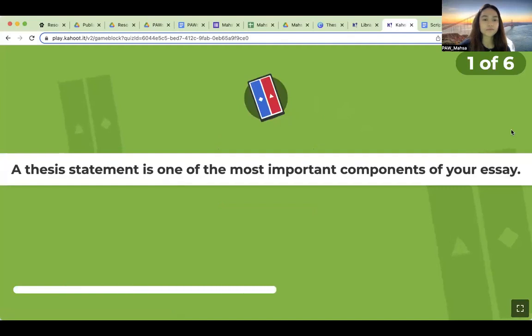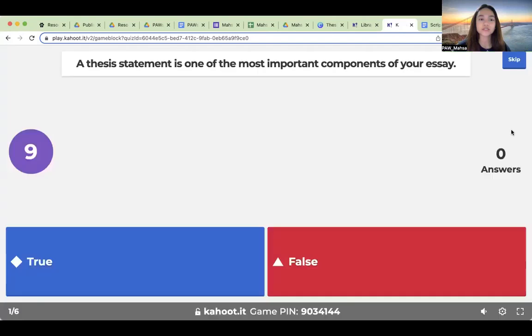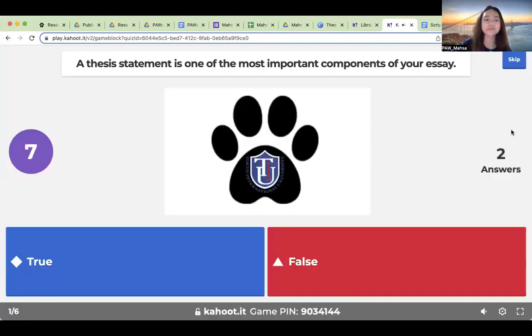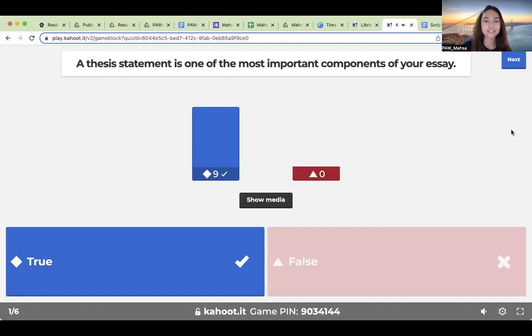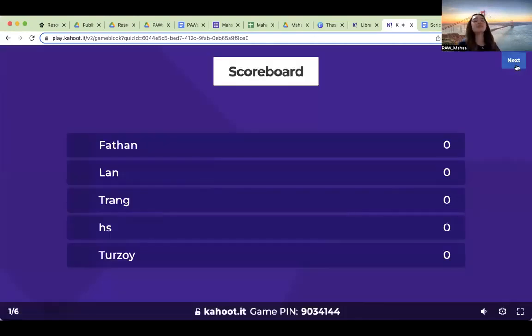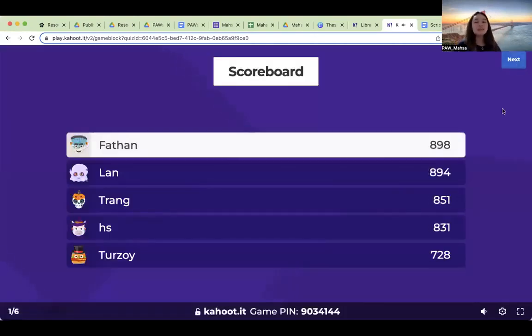True or false? A thesis statement is one of the most important components of your essay. What do you think, Samuel? Is it important? It's important-ish, but I'm not sure if it's the most important. Oh, a lot of people are correct. Yes, a thesis statement is one of the most important components of your essay. And here we have Fatan coming in first.